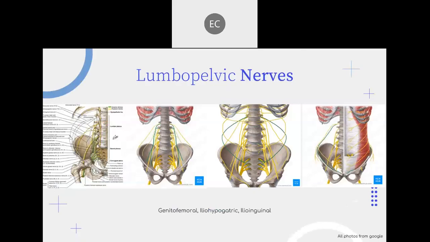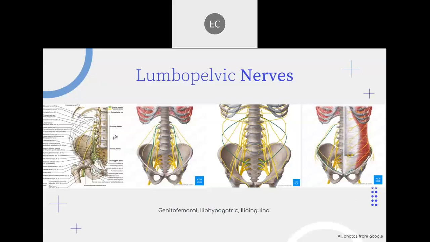Okay, so here are the genitofemoral, the iliohypogastric, and the ilioinguinal nerves. So the genitofemoral nerve can be compressed during open hernia surgery, can cause pain in the upper thigh region, anterior scrotal skin, mons pubis or labia majora. It also innervates the cremaster muscle of the testicles.